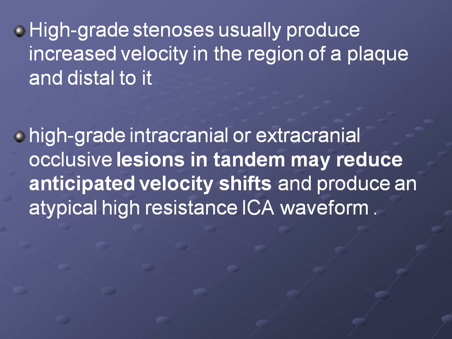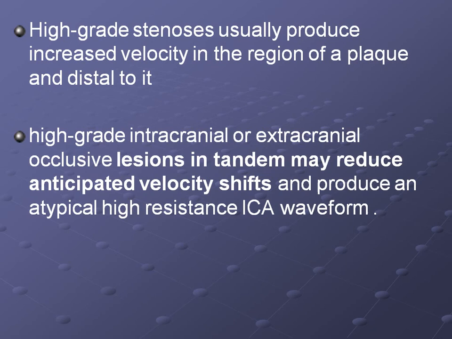High grade stenosis produces increased velocity in the region of plaque or distal to it. High grade intra or extracranial occlusive disease in tandem may reduce anticipated velocity shifts and produce a typical high resistance ICA waveform. If there is a lesion causing occlusion of the ICA or high grade stenosis, this lesion is intracranial. Imagine intracranially there is a plaque causing severe narrowing. We don't see the intracranial, we see the extracranial. What will we see? We will see a high resistance pattern in the ICA.